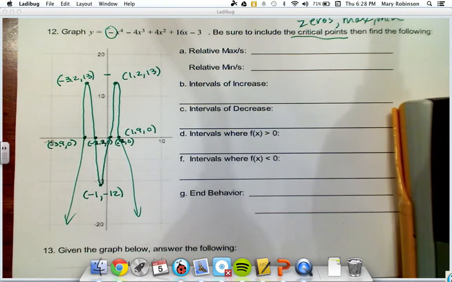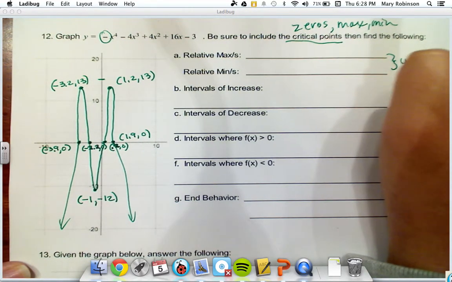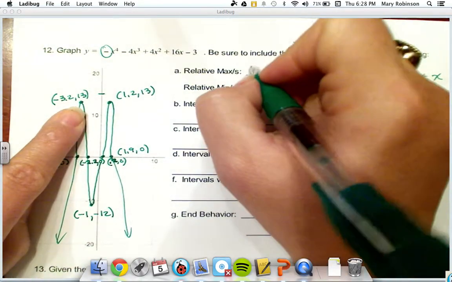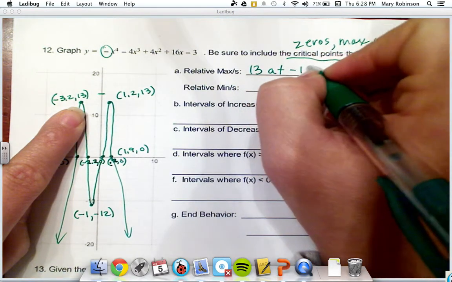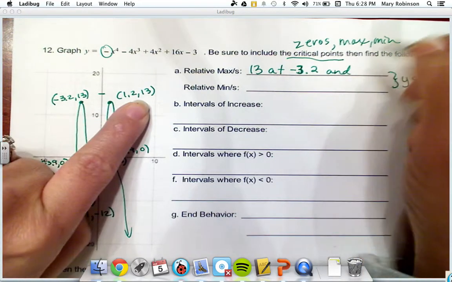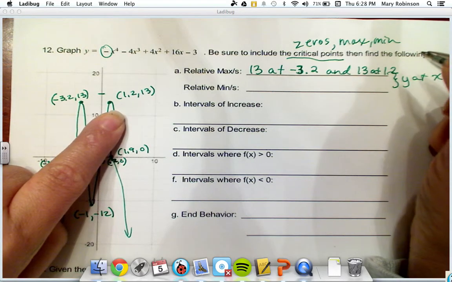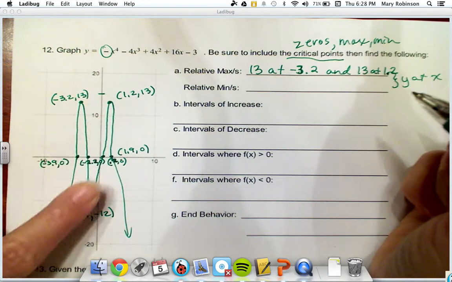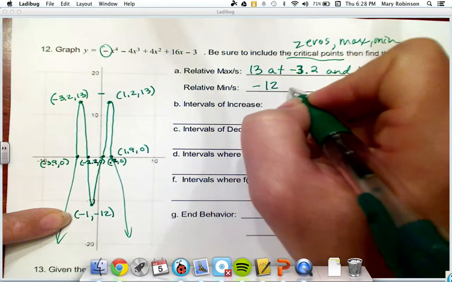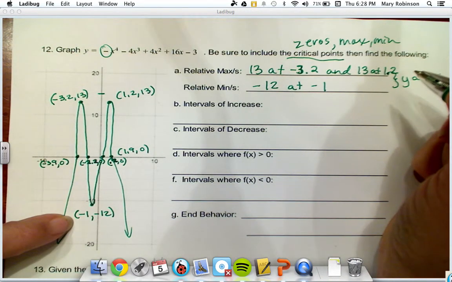So the first thing you're asked to find is a relative max or min, and remember to state that as y at x. So for the max here on the left, you would need to state 13 at negative 3.2. And you have one that is 13 at 1.2. So we have two relative max points, so state both. Next, for relative min, again, we're going to state y at x, so negative 12 at negative 1. So remember, y at your x value.